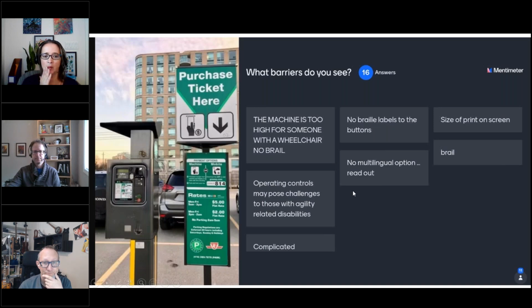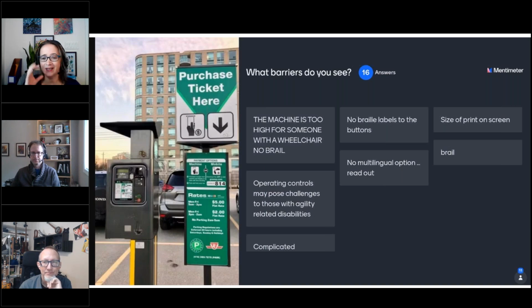So last time we did talk about various examples of transit or transportation technology. Here we've got an image of a pay parking system that you could use in a parking lot. And we walked through some of the barriers that might have been in that, including its height for somebody of short stature or somebody using a wheelchair, there not being any braille, potentially the complexity of that. The operating controls might have had some challenges around the dexterity that might have been required.